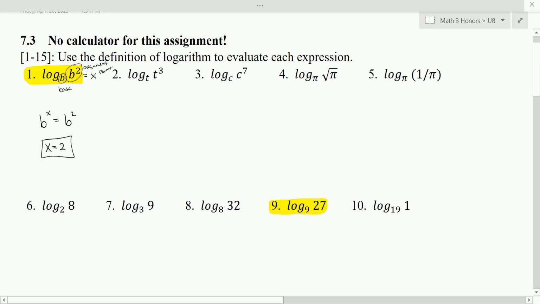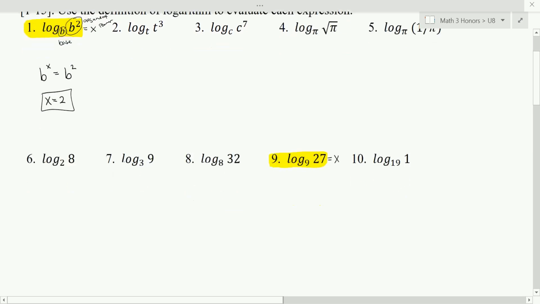Okay. So 9 is in log form. What's the base? 9. And the argument is 27. And we want to find the exponent. So I'm going to set this equal to some variable x. You can make it another variable, but I'm going to make it x. And so we're going to change it out of log form and put it into exponential form. And so how would I write exponential form? Nine to the power of x is equal to 27.